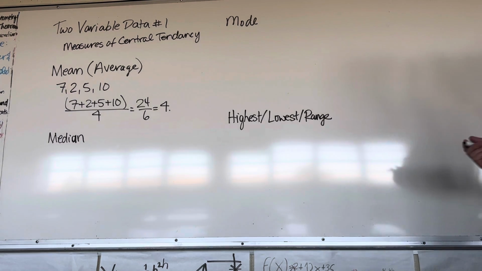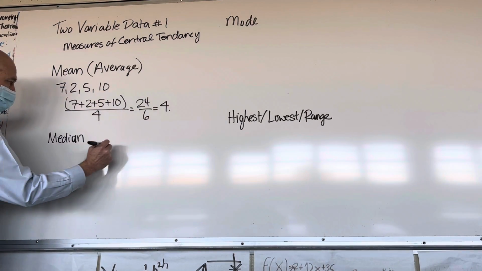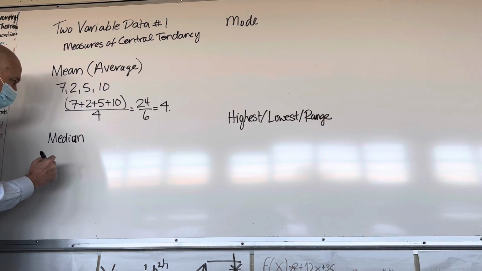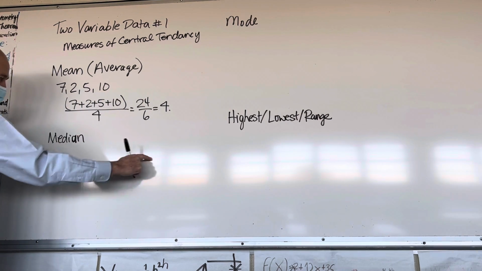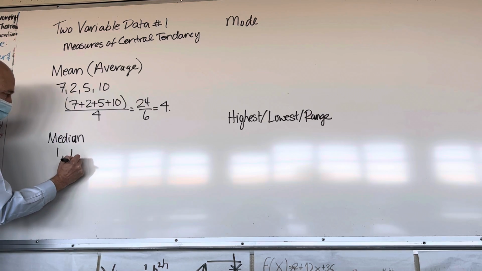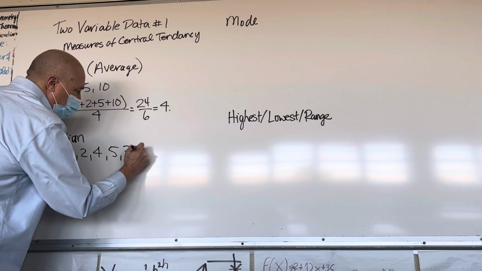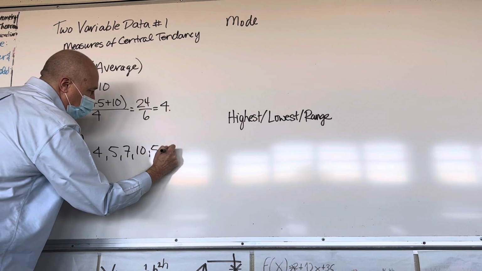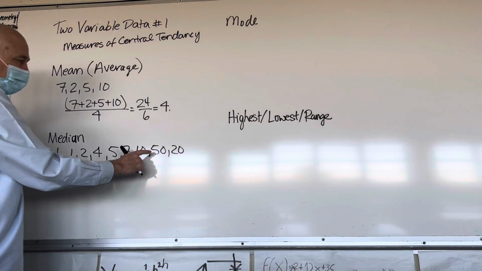All right, read the first median. The number in the middle of the data set or the average of the two middle numbers. Okay, so that's cool. Give me the data set. What's the numbers? 1, 1, 2, 4, 5, 7, 10, 15, 20. Okay, did I get those? 1, 1, 2, 4, 5, 7, 10, 15, 20. Yeah.